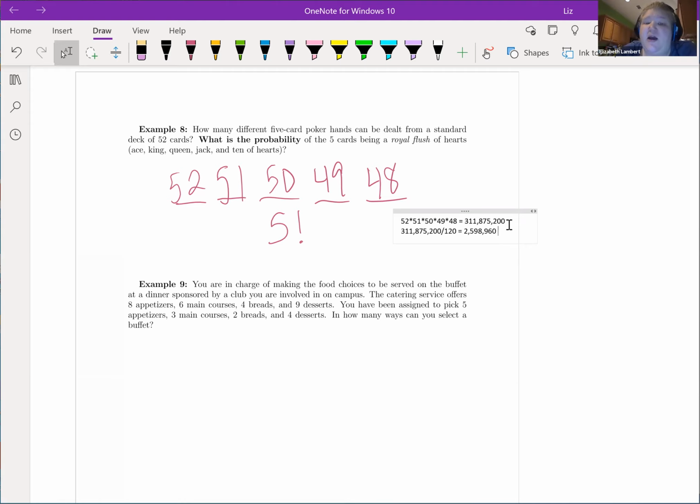What's the probability of the 5 cards being a royal flush of hearts? So a royal flush of hearts is 1 hand out of the 2.6 million. So that is the probability.